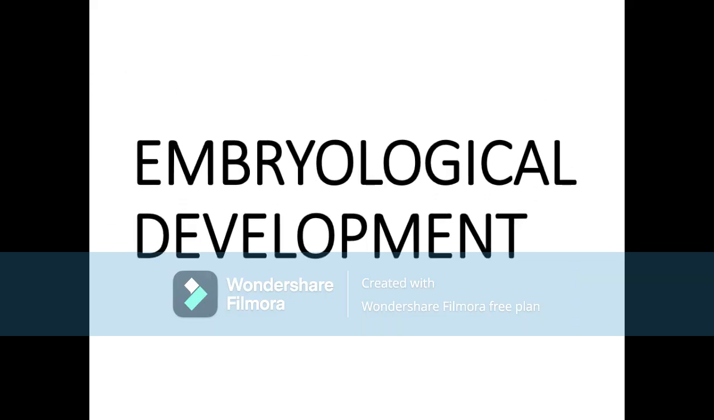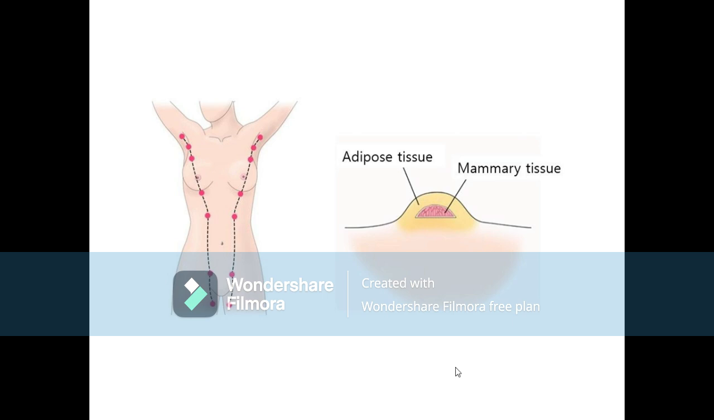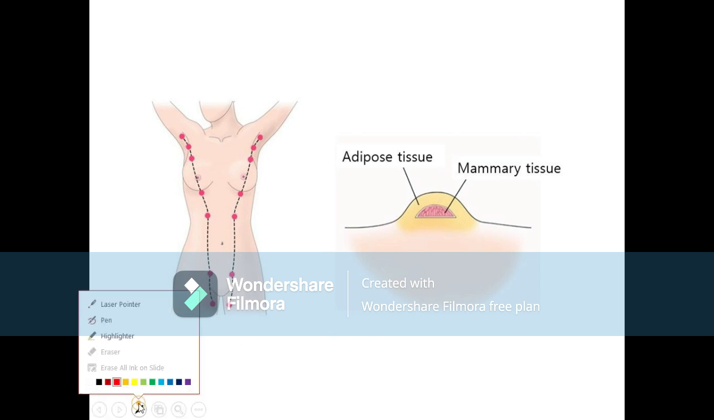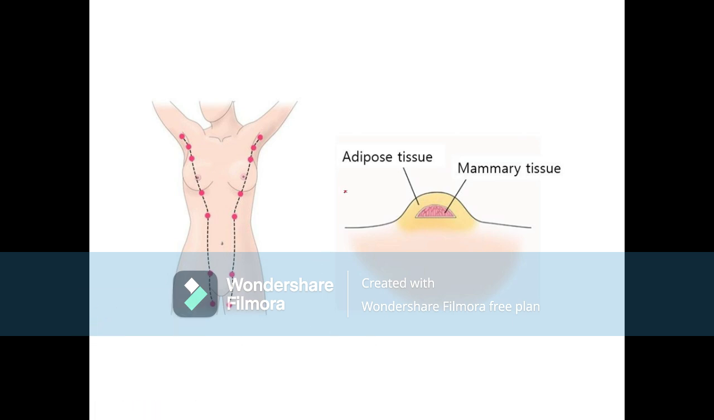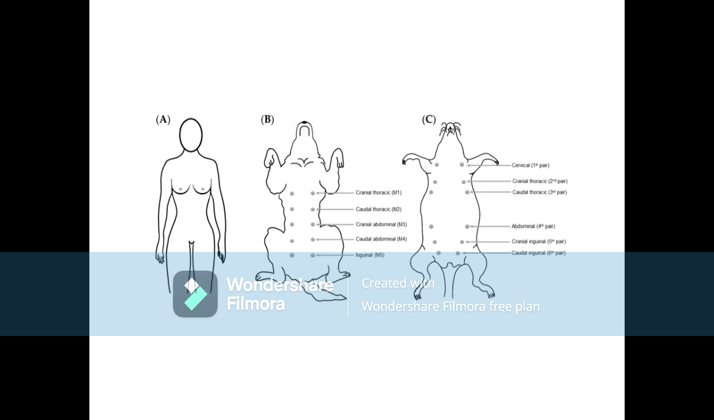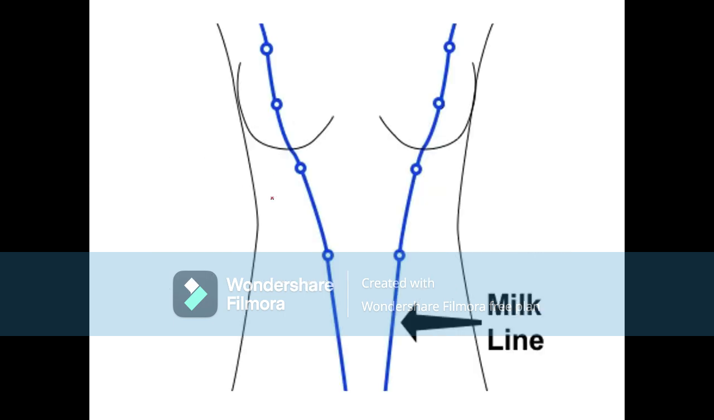In the young embryo, a linear thickening of ectoderm appears, called the milk ridge, and this milk ridge extends from the axilla to the inguinal region, what we call the groin. In animals, several mammary glands are formed along this ridge, but in the human, the ridge will disappear except for some small part in the pectoral region, and if this ridge fails to disappear in some regions, some people develop what we call congenital anomalies, for example, polythelia.